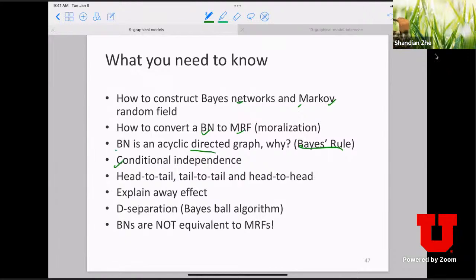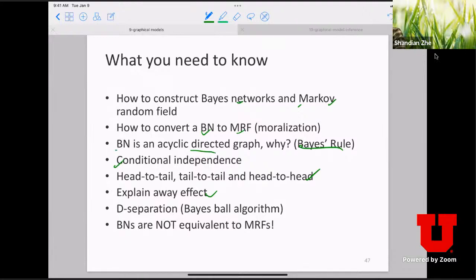How can we test the conditional independence for any two sets of random variables, given the third set of random variables? We talked about three basic structures, right? And we talked about the explain away effect, right? And we talked about the Bayes ball algorithm, right? Which is a very effective and very efficient algorithm to tell arbitrary conditional independence.